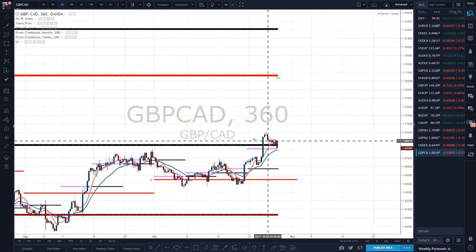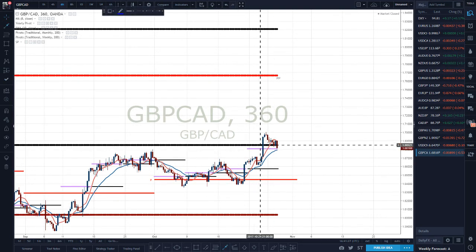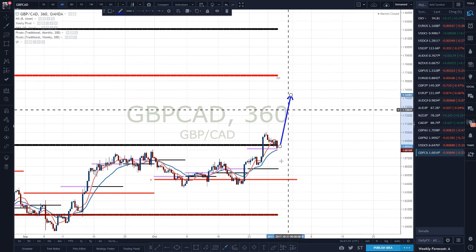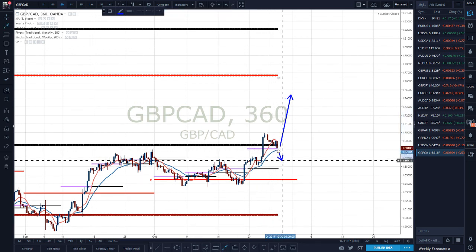Pound CAD. Price is currently pulling back to the weekly pivot. We're also very close to a yearly pivot. Look for this area to hold and then bring the pair higher. If the pair does break down and stabilize underneath the weekly pivot, look for price to head lower.